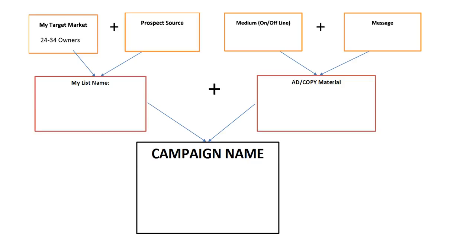So 24 to 34-year-old homeowners, our source is going to be Sales Genie in this case. So that's where we're going to get names and addresses, all that good stuff. Our medium, I want to do a Facebook ad. And what's my message? Okay, and I just kind of threw something out there. How about, are you covered for a hurricane?